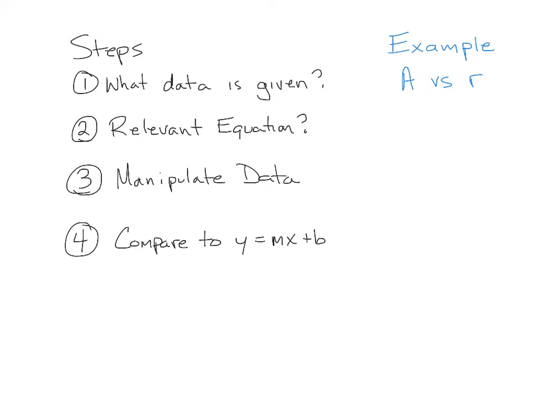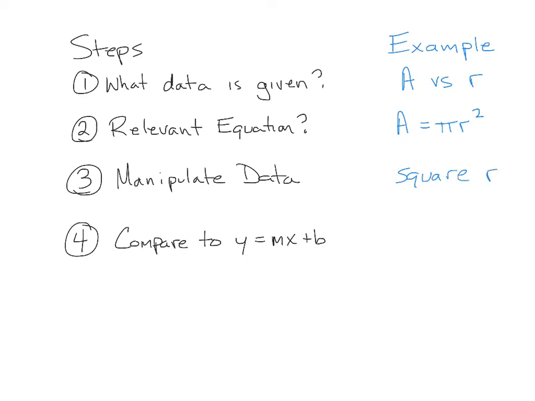But in this case, the equation that is relevant, the equation that relates these two variables, is area equals pi r squared. So then we have to figure out, okay then, according to that equation, would my data be linear, or do I need to manipulate something? And since area is a function of radius squared, what I can see is that if I just graph area and radius, it's not going to be linear. I need to square the radius value. So in our example, we squared our radius.